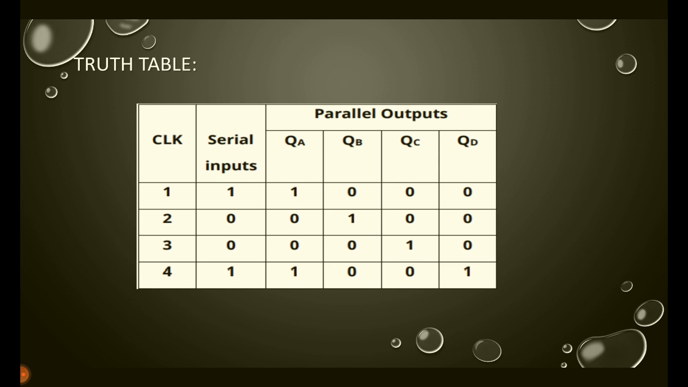When we give clock pulse 1 and serial input also 1, you get output for QA. When you give clock pulse 2 and input 0, you get output for QB. When you give clock pulse 3 and input 0, you get value for QC. When you give clock pulse 4 and input 1, you get output for QD.